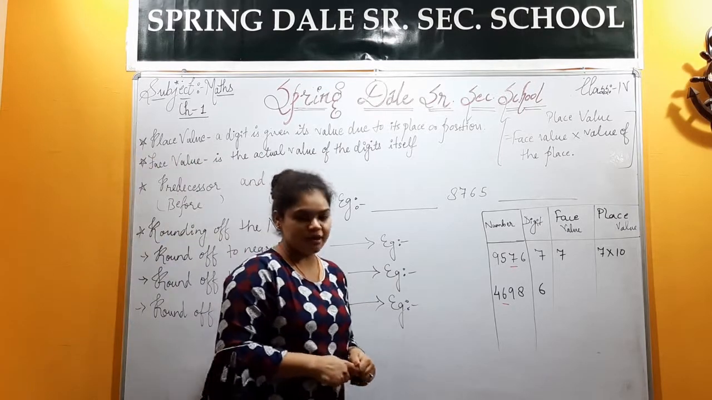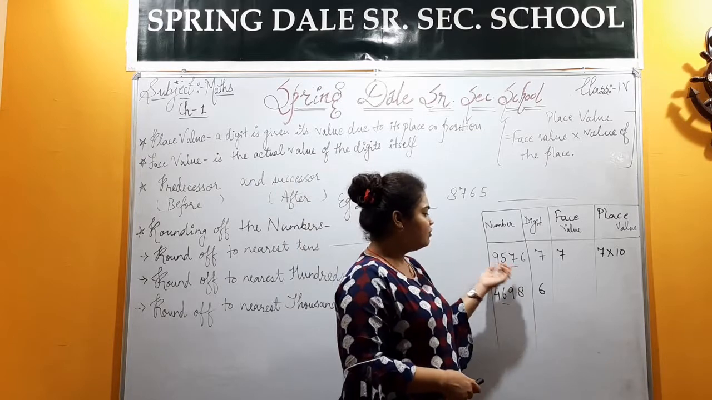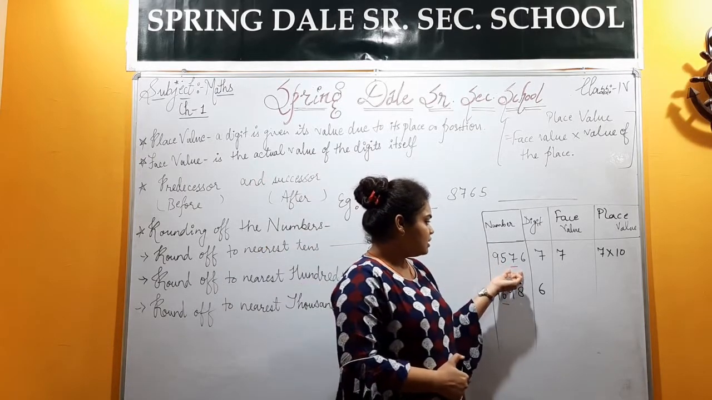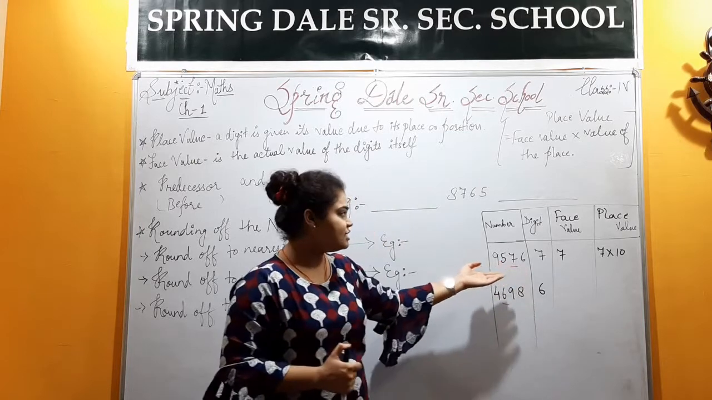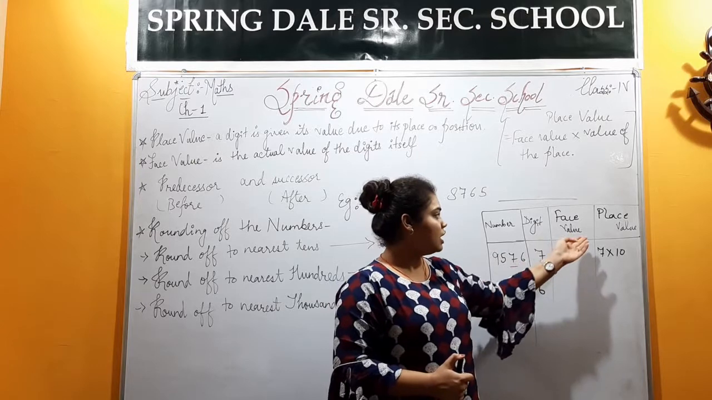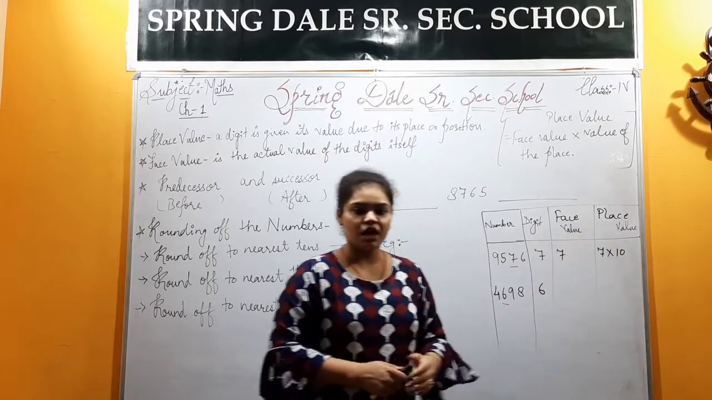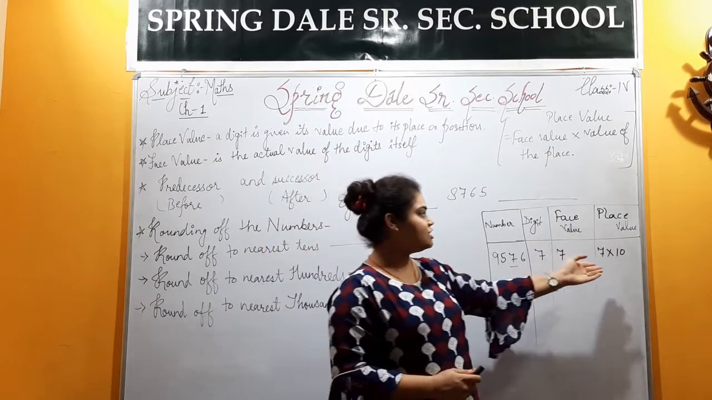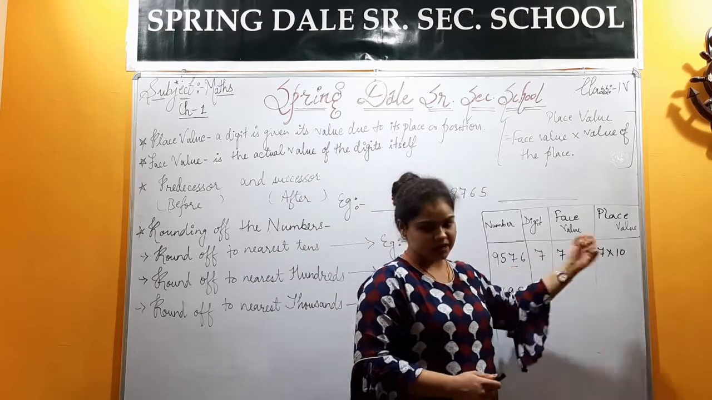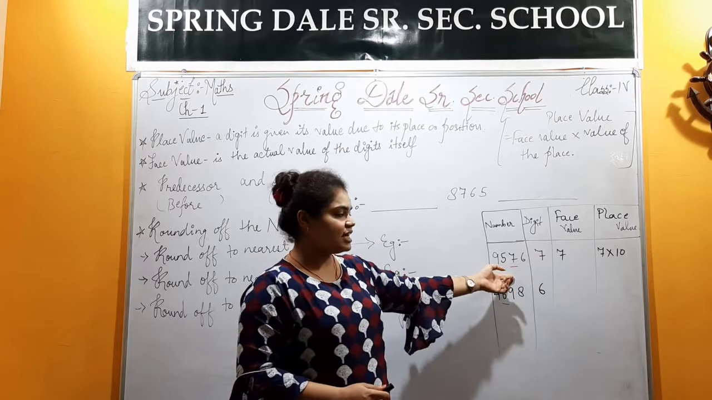Here we have the example. Now, here we have the number 9576. Now, this 7 which we have underlined is the digit, the face value, which we are going to denote as a place value. For finding out the place value, we will multiply 7 with 10 because it is at the tens place.